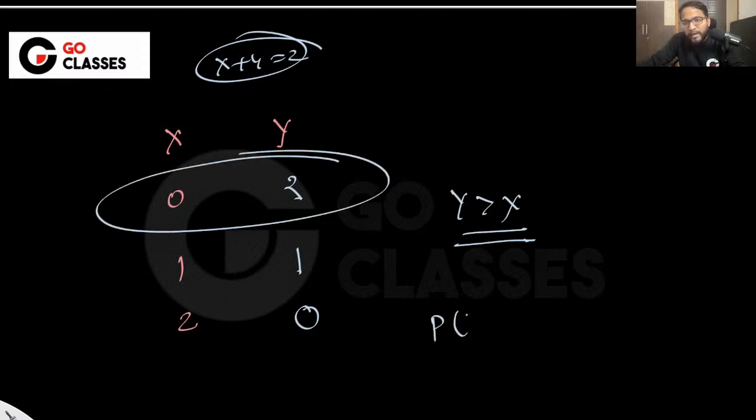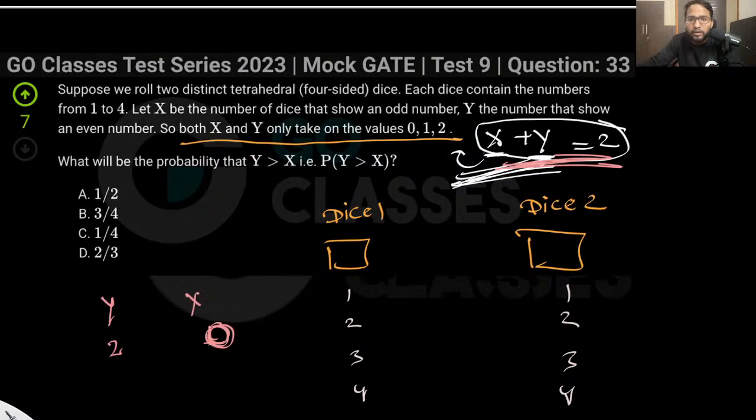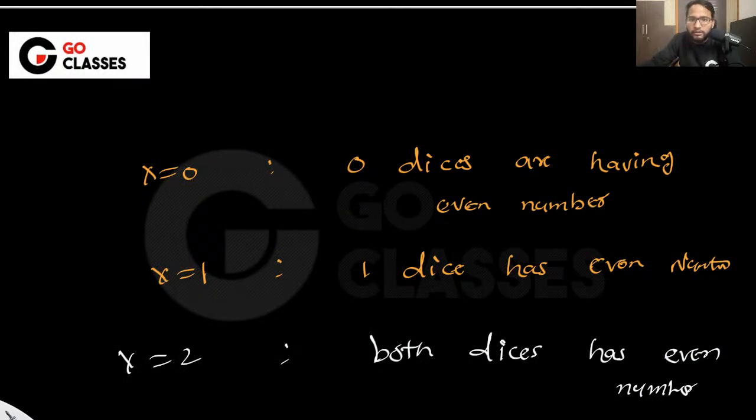Now we are saying y is greater than x. That means the probability of y greater than x is the same as the probability of y equal to 2 and x equal to 0. That's the same probability, which means both of the dice have the even number or the odd number, whatever. I think y is for the even number. Anyway, it does not matter. Y is for the even number.